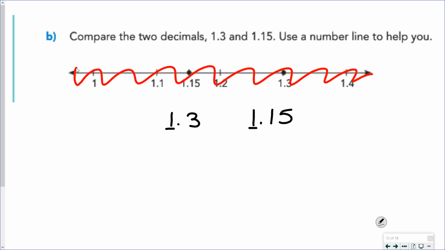So then you go place to place after the decimal point. So you look at the digit in the tenths place, which is 3, and the digit in the tenths place, which is 1. They are not equal, which means one has greater value than the other. And since 3 is greater than 1, 1 and 3/10 would be greater than 1 and 15 hundredths.